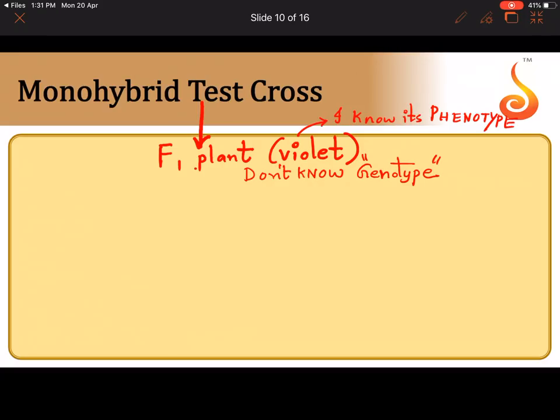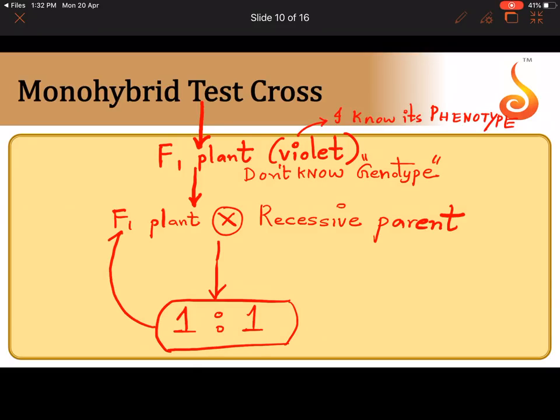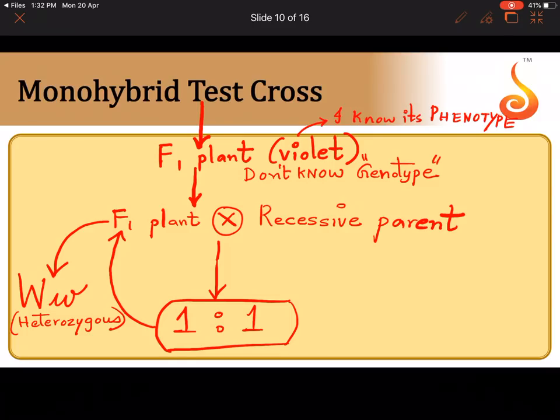So what will I do to such a plant? I will take such a plant, the F1 plant, and I will cross it with which parent? The recessive parent. And when I did this, what did I get? If by chance I get a ratio of 1:1, then what does it indicate? It indicates that the F1 plant has a genotype that is heterozygous. That is the whole purpose behind the test cross.